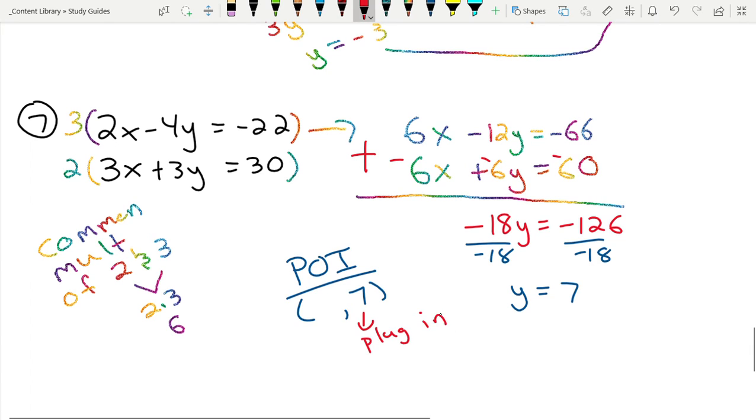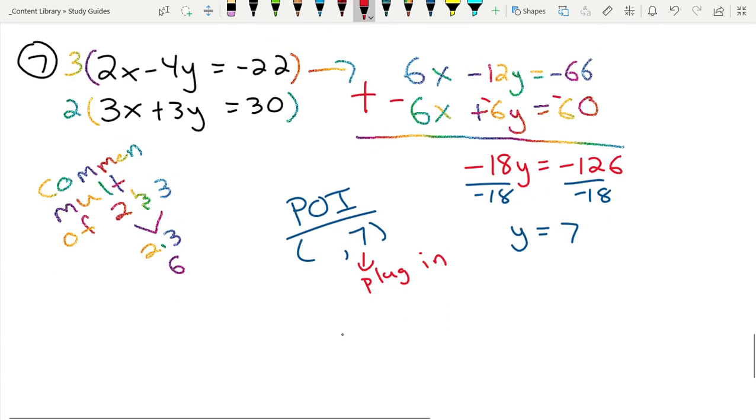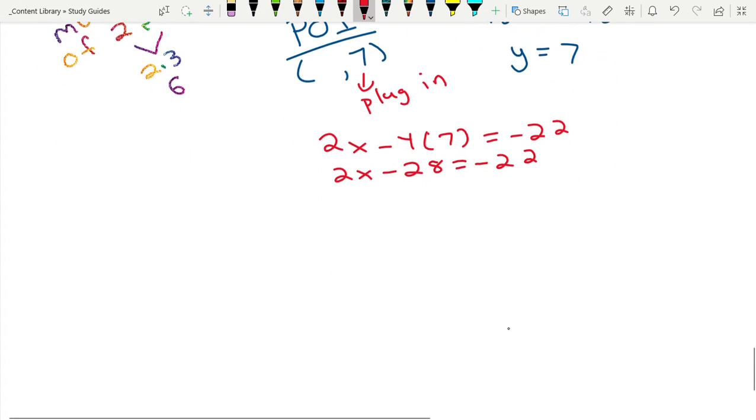And you pick the one that looks the easiest. This time I'll use the top. So 2x minus 4 times 7 is equal to negative 22. So negative 4 times 7 is a negative 28. So 2x minus 28 is negative 22.